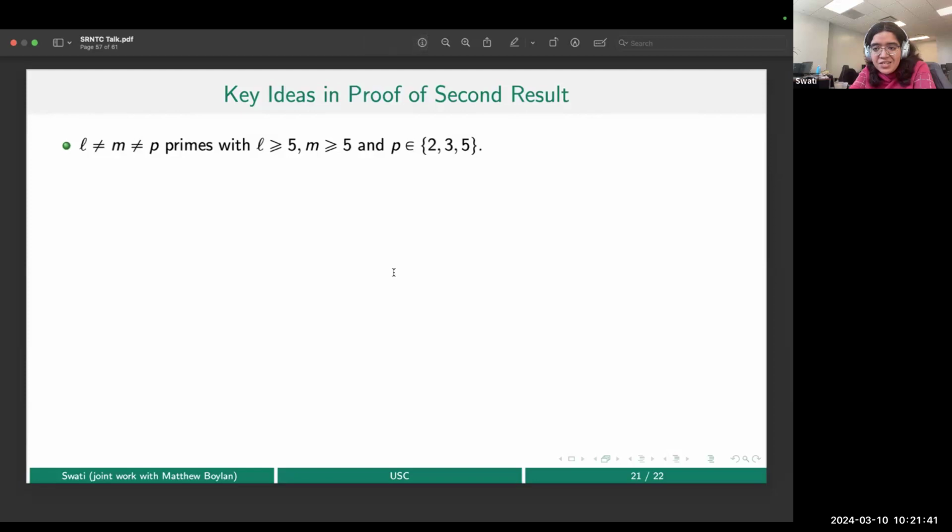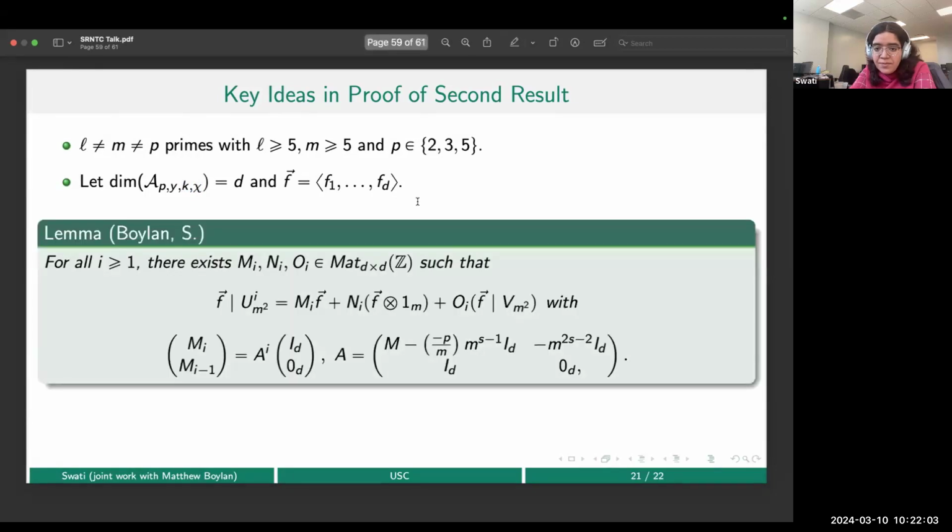Now I'll give a brief sketch of our second result. We are in the setting that L and P are distinct primes with L at least 5, M in this range, and P to be 2, 3, 5. We suppose the dimension of the space to be D, which is the same as the dimension of modular forms of weight K and level chi, and we take these D basis elements.